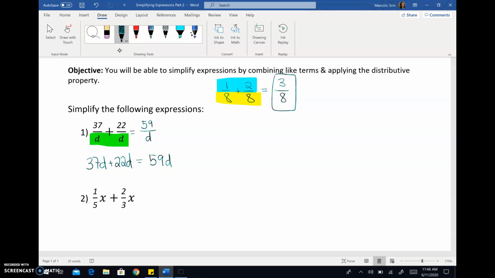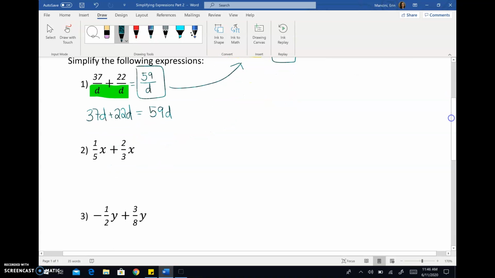Okay, so this problem, although it looks uglier and you have a variable in the denominator, is very similar to this one. You don't treat it differently just because it's a variable instead of a number. Okay, that would be your final answer. If you have a common denominator, it's that simple. Okay, if you don't have a common denominator, then we have to do something a little bit more.